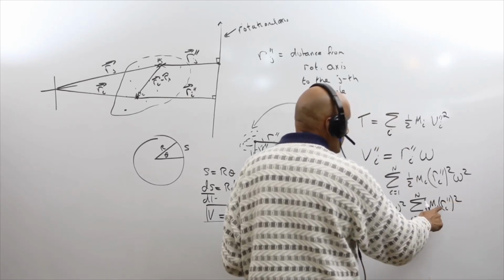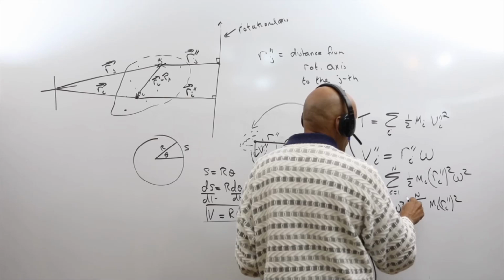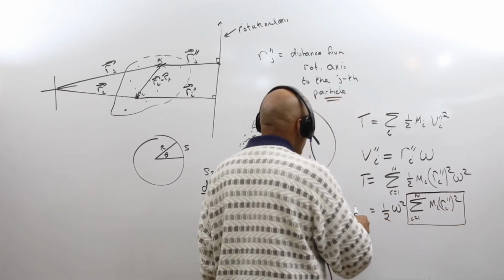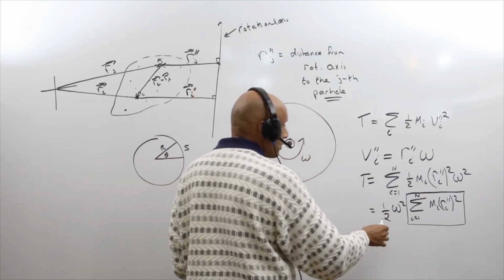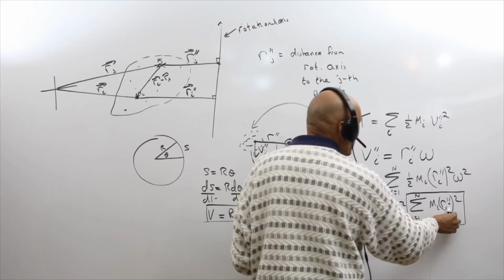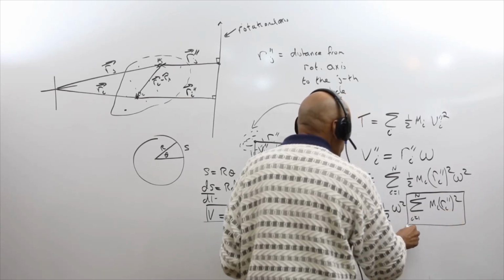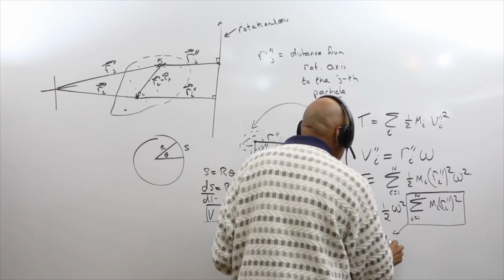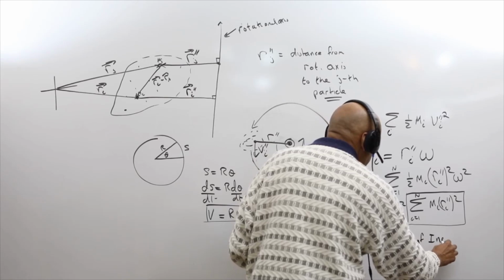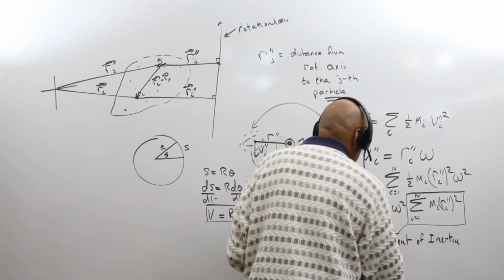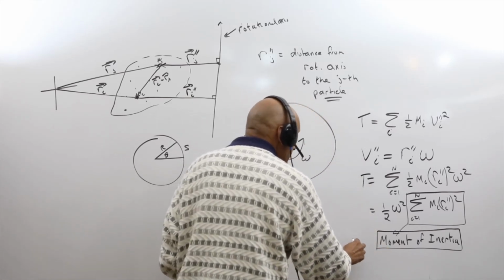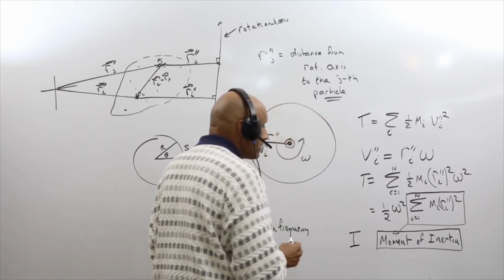Remember, this is the distance to the axis, and this quantity is an important quantity. Notice it doesn't matter how fast omega is changing, it's always this quantity. This quantity of mass times the distance to the axis squared, for all the particles, is called the moment of inertia. It's usually denoted by the symbol I. I is called the moment of inertia.